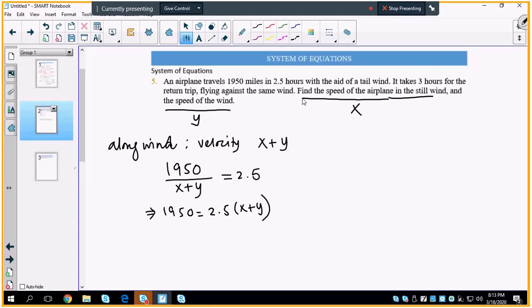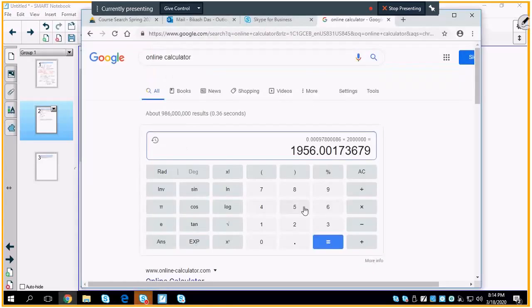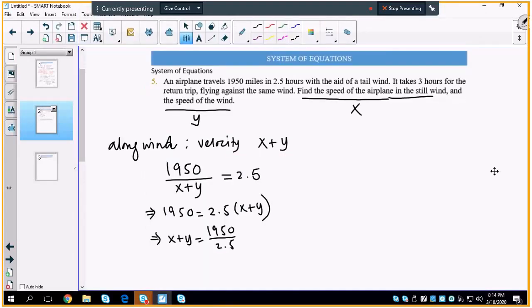Divide both sides by 2.5, you get x plus y is equal to 1950 over 2.5. Let's find out how much is 1950 over 2.5 in our calculator. And that will be one equation of the system of equations. So 1950 divided by 2.5 is going to be 780. So I say x plus y is equal to 780. And let's go ahead and call this equation number 1.